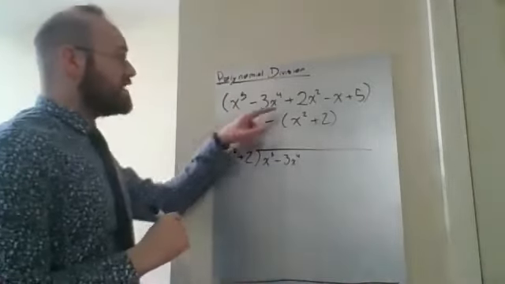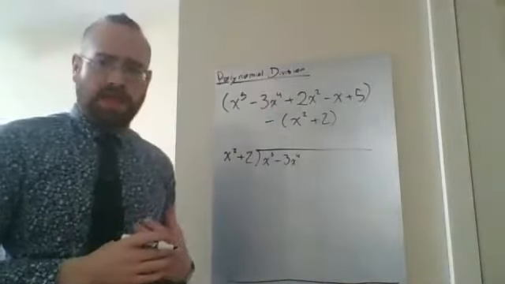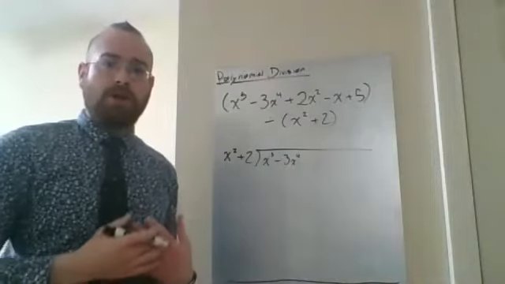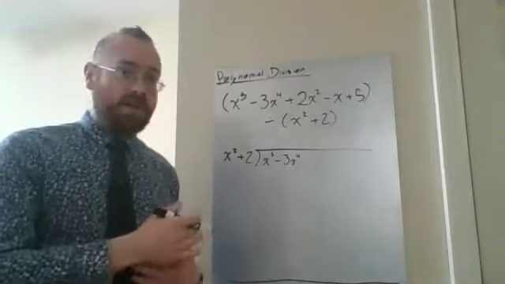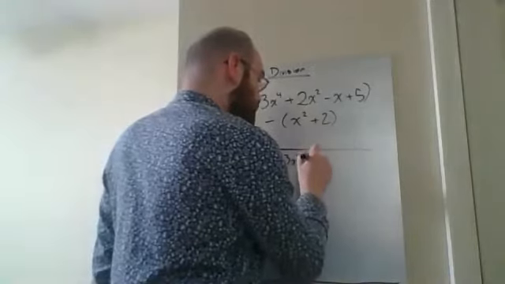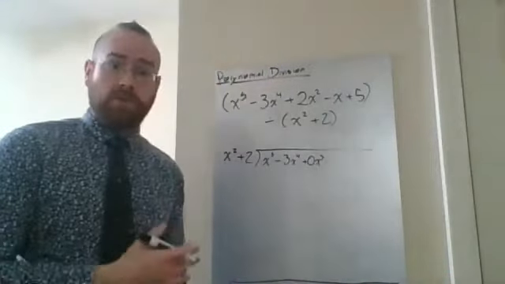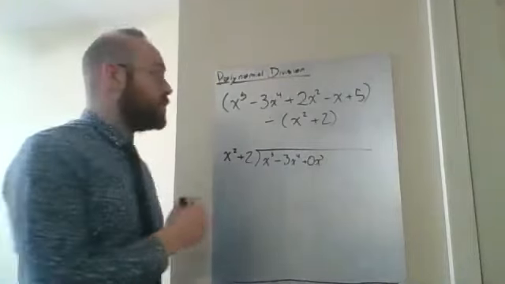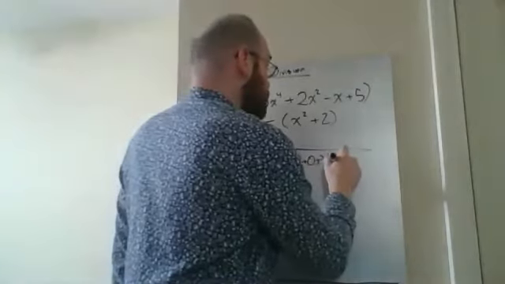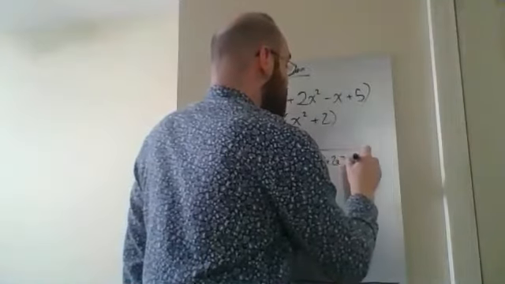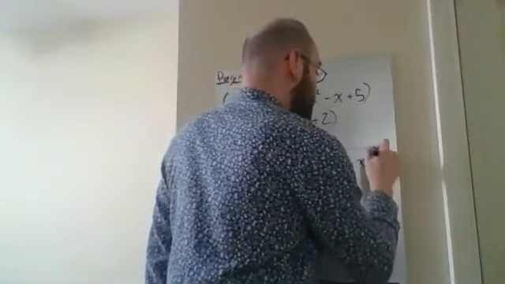But notice there isn't an x cubed term. I need to be able to line up all my terms vertically. So I have to add 0 times x cubed. It doesn't change the value of what I'm dividing. It just adds a placeholder. Plus 2x squared minus x plus 5.